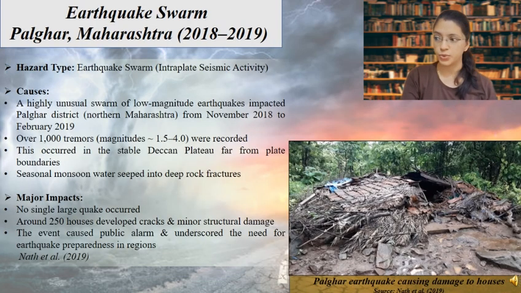Earthquake swarm of Palghar, 2018 and 2019. Over 1,000 tremors occurred in Maharashtra's Palghar district from November 2018 to February 2019. The magnitude of these tremors was from 1.5 to 4. It was far away from any major fault zone. No major earthquake occurred, but many houses developed cracks and some structural damage. This intraplate activity was possibly triggered by seasonal monsoon water that percolated into the deep fractures.